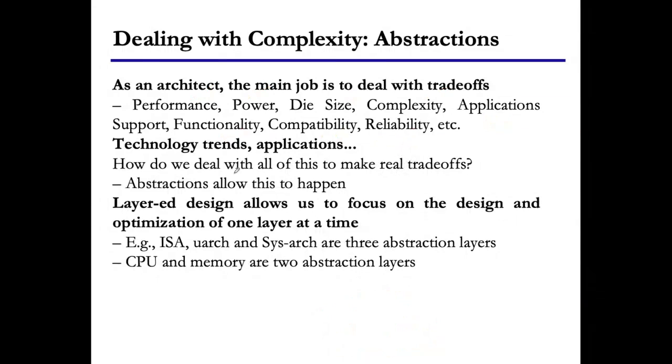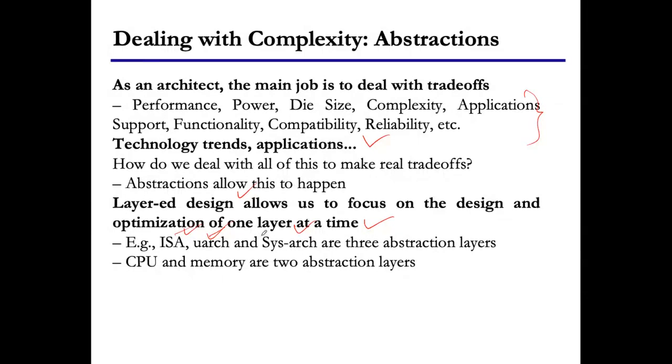Another one is the technology trends and their applications. So how do we deal with all of these to make real trade-offs is most important. That is, the abstractions allow this to happen. This all happens with the help of your abstraction. So this abstraction is the layered design, which allows us to focus on the design and optimization of one layer at a time. So instruction set, microarchitecture, and system architecture are the three abstraction layers.